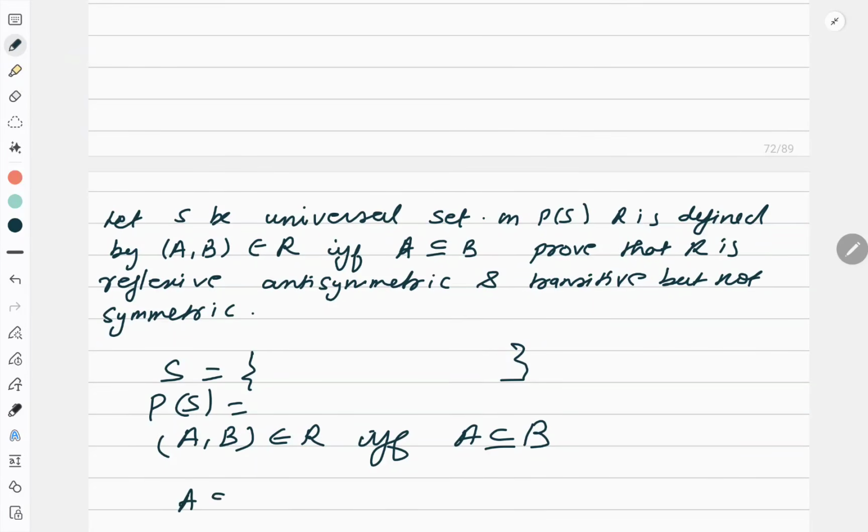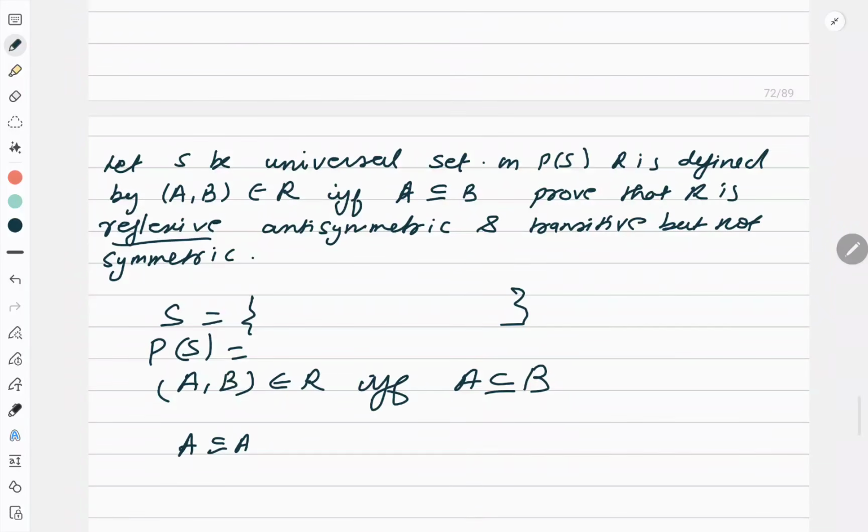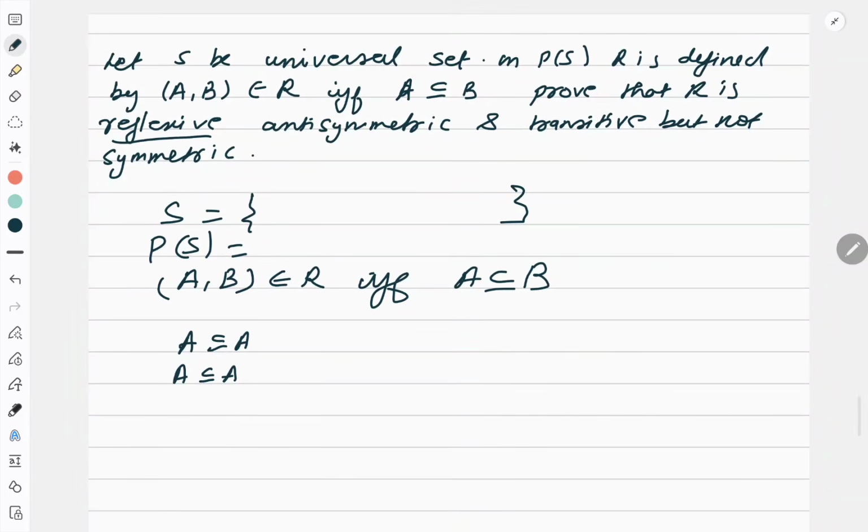Obviously, every set is a subset of itself, right? So it is definitely reflexive. So how will you write for reflexive? We know that every set is a subset of itself, so it is reflexive. Okay, then I want to prove that it is antisymmetric. We know by set theory that if A is a subset of B and B is a subset of A, it implies that A is equal to B. A and B are the same sets. So definitely it is antisymmetric. This is a property of antisymmetric.